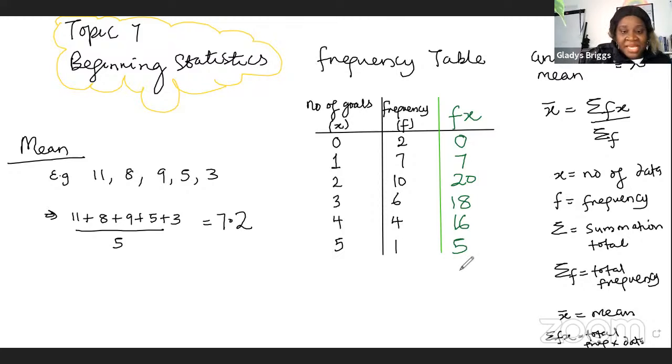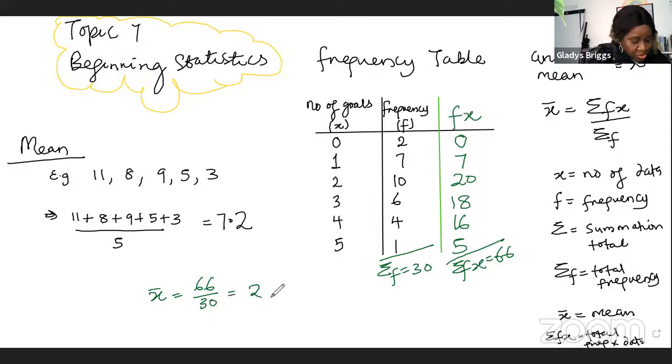Sigma f times x would then be equal to 66, and sigma f would be equal to 30. Therefore, x bar would be equal to 66 over 30, which is equal to 2.2.